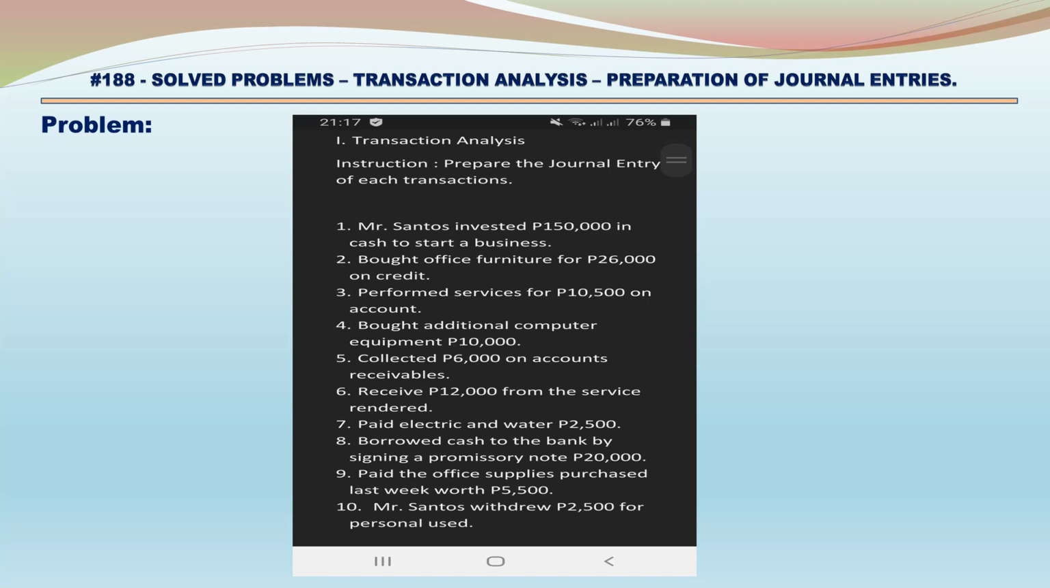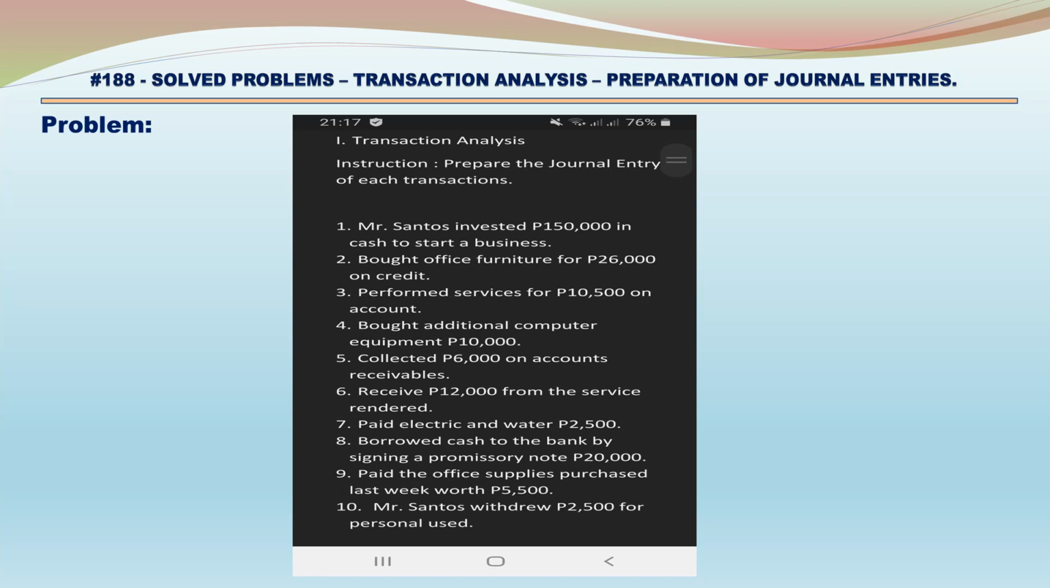1. Mr. Santosh invested 150,000 in cash to start a business. 2. Bought office furniture for 26,000 on credit. 3. Performed services for 10,500 on account. 4. Bought additional computer equipment, 10,000. 5. Collected 6,000 on accounts receivable.